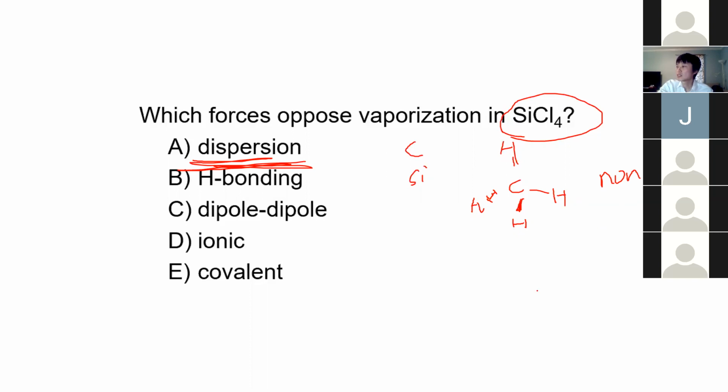Same for this silicon tetrachloride. It is also a perfect tetrahedral structure, so this London dispersion force is the only force holding the molecules together. So the answer should be A.